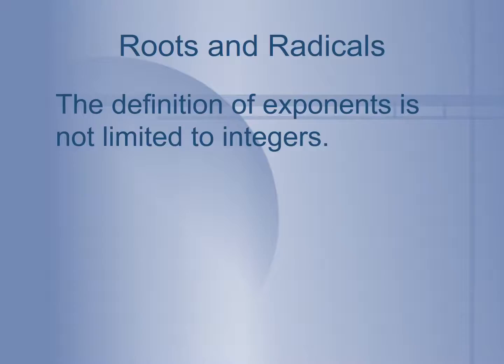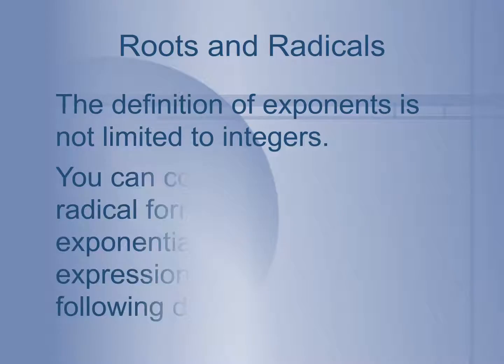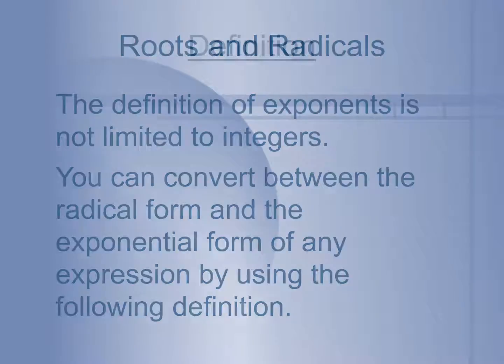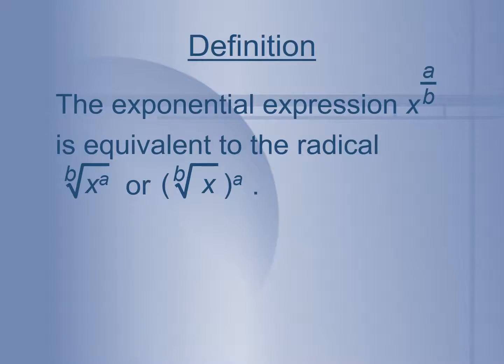Because we are using variables for that definition, we are not only talking about integers anymore, we can actually talk about things that are not integers. We can convert between radical and exponential form by using this definition. x to the a over b is equivalent to the bth root of x to the a power. Notice the denominator of your exponent became the root, and the numerator of your exponent became the power of the radicand.